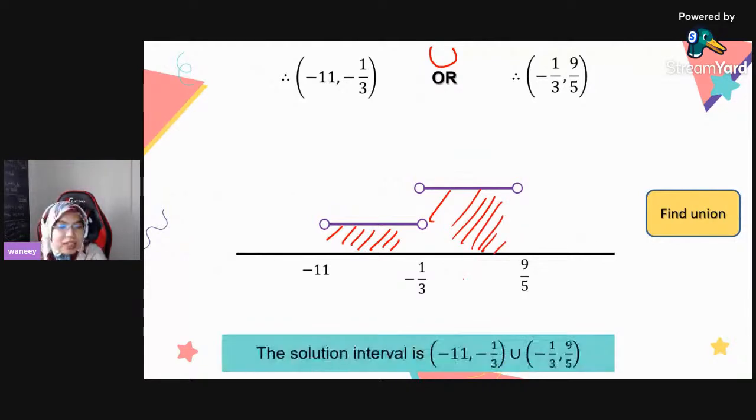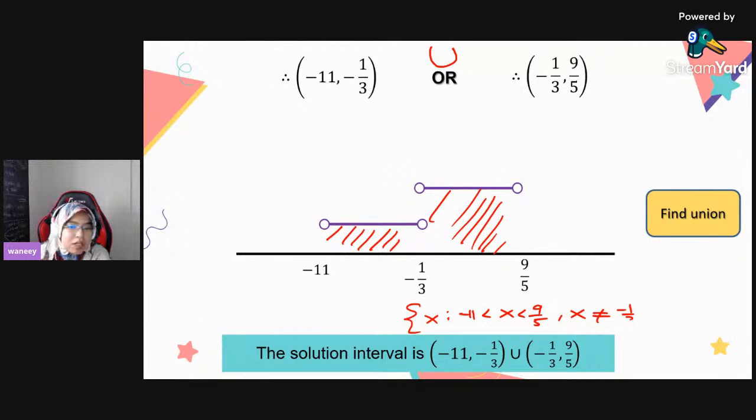Therefore, the final answer for this is negative 11 up until negative 1 over 3, union with negative 1 over 3 up until 9 over 5. Or if you want to write them down in set notation, it will be x such that x is between negative 11 and 9 over 5. However, x cannot be equal to negative 1 over 3.